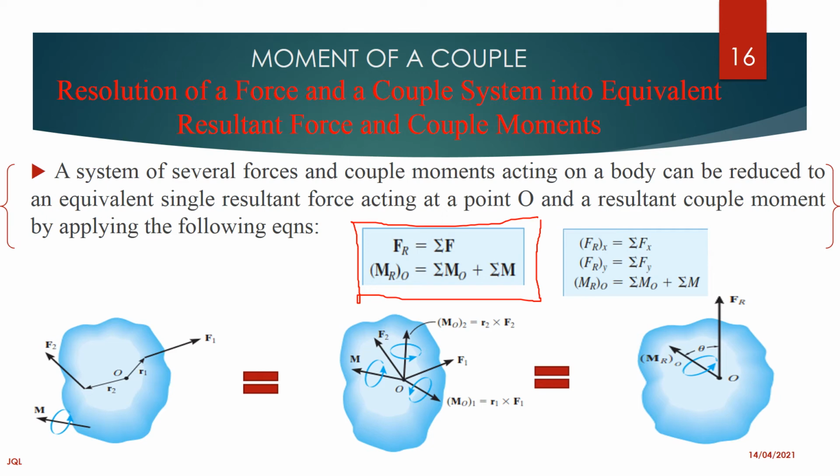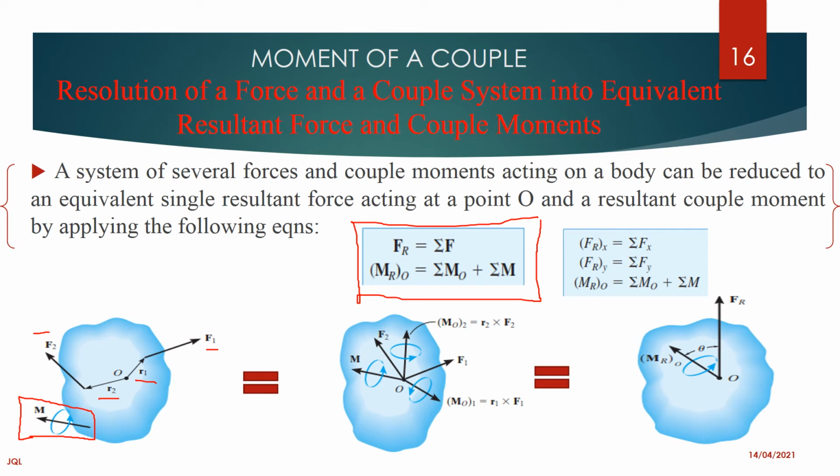What this simply means is you have got two forces as an example. You have got F1 and F2. Applying our cross product, we need to have our R1 and R2. At the same time, we have a couple moment, which is M. You need to recall that this couple moment is a sliding vector. So you can move it from point A to point B without changing any effect.